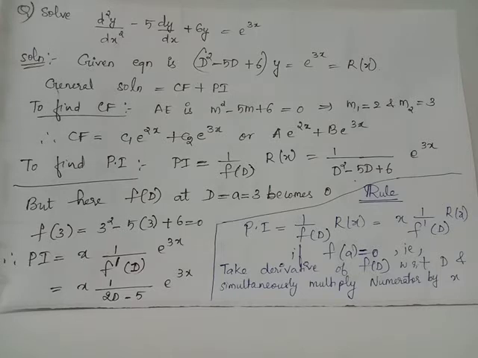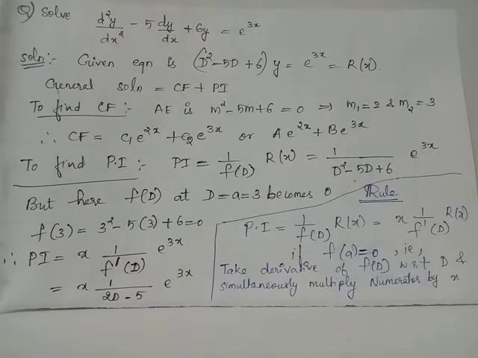Since the two roots are distinct, we have complementary function written as c1 e raised to 2x plus c2 e raised to 3x. c1 and c2 are arbitrary constants. We can write it as capital A times e raised to 2x plus capital B times e raised to 3x. In place of constants c1 and c2, any other representation of constants are also possible, like a1 e raised to 2x plus a2 e raised to 3x and so on, because the selection of constants c1 and c2 are just arbitrary. Now we will find out particular integral.